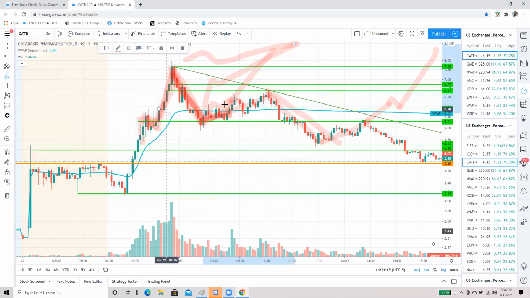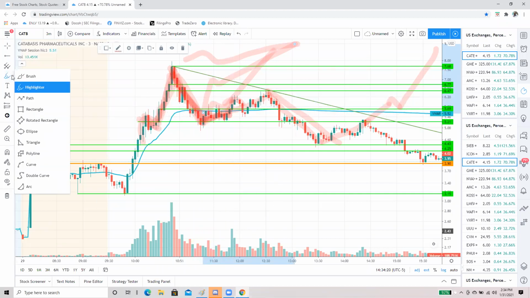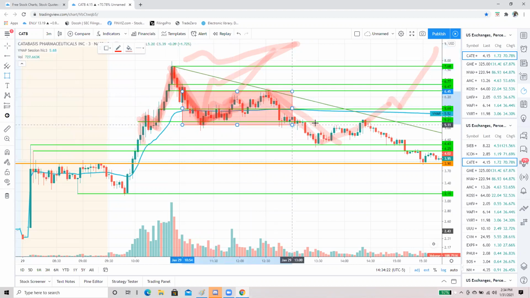When it's hugging, kissing VWAP, I hate it. Then it goes in a range. To me, this is like a no trade zone right here. I wouldn't trade it, you know? Are you guys understanding? Are we good?